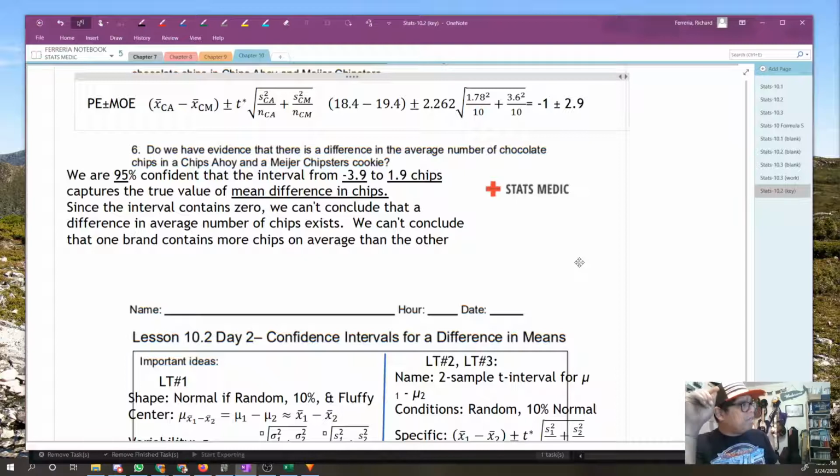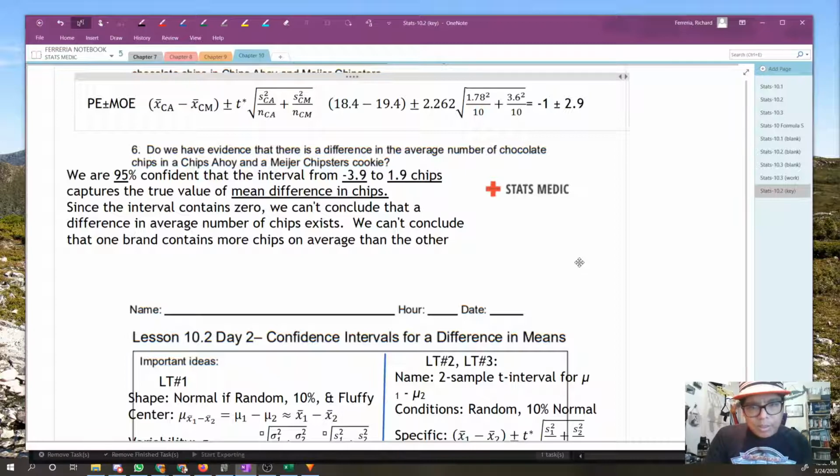So what does that mean? Well, the interval contains 0, so we can't conclude that there's a difference in the average number of chips. We can't actually conclude, based on our samples, that one brand has more chips than the other.